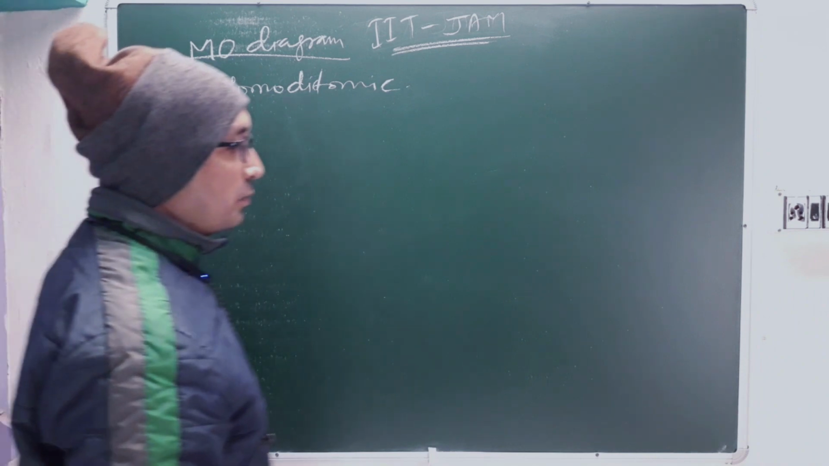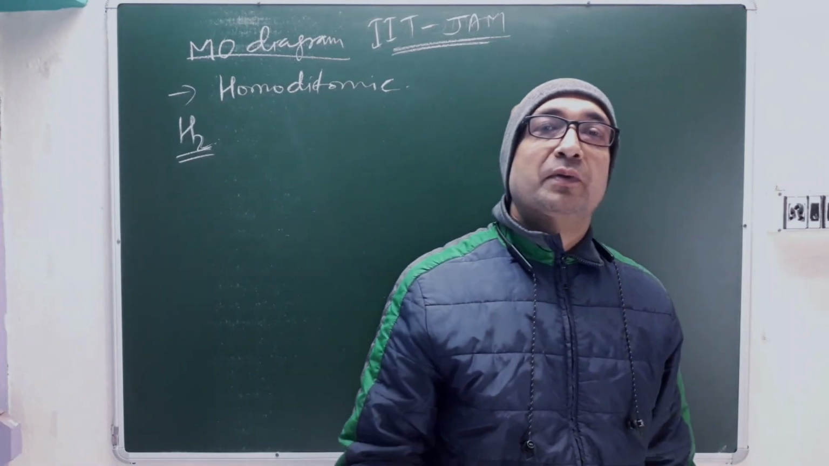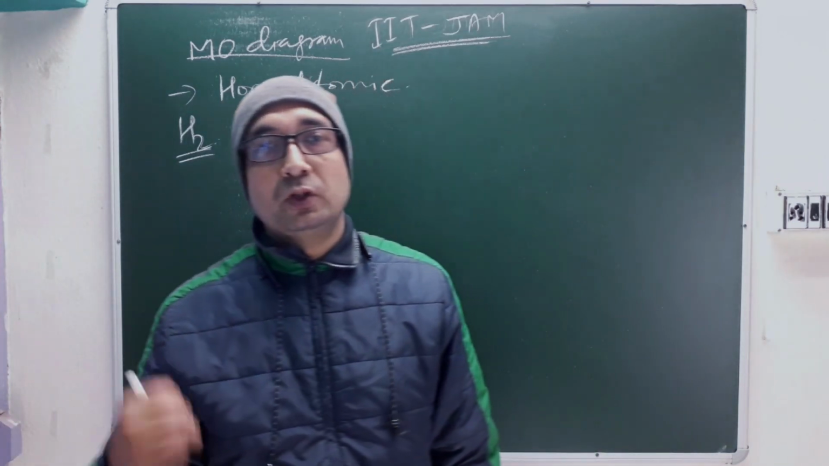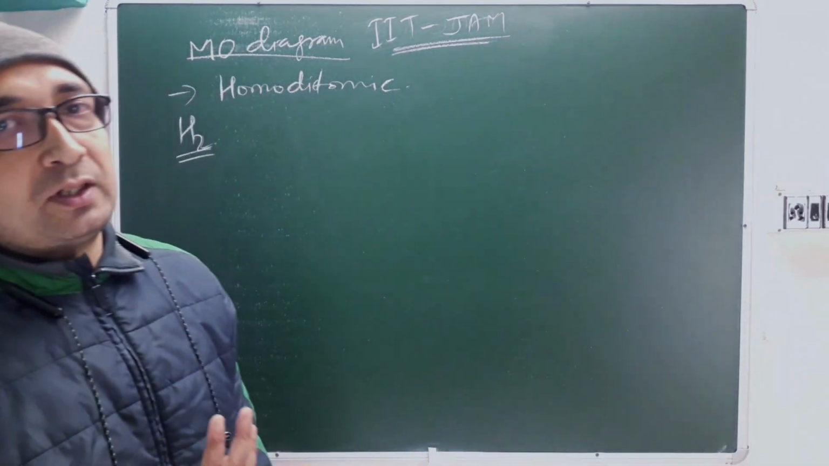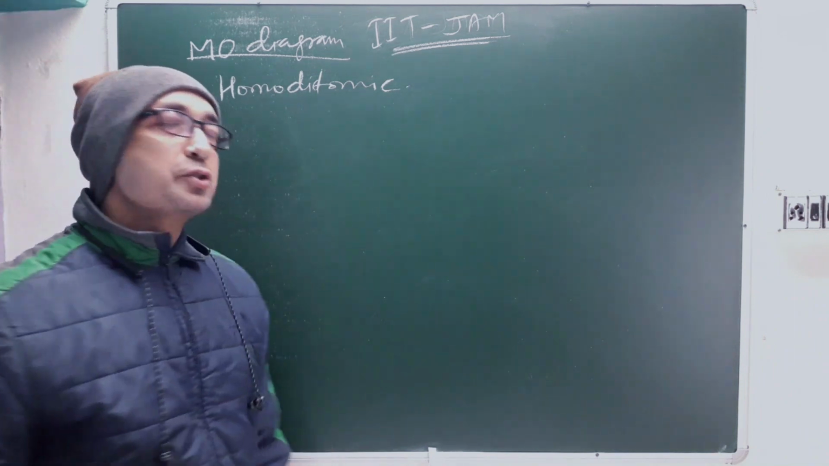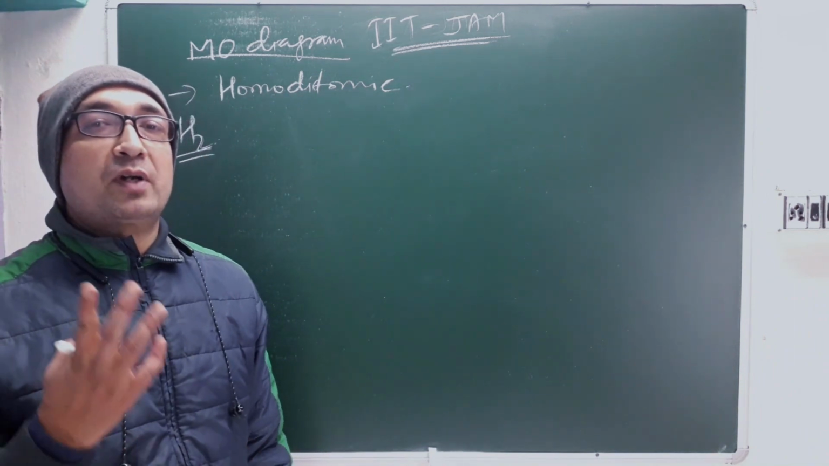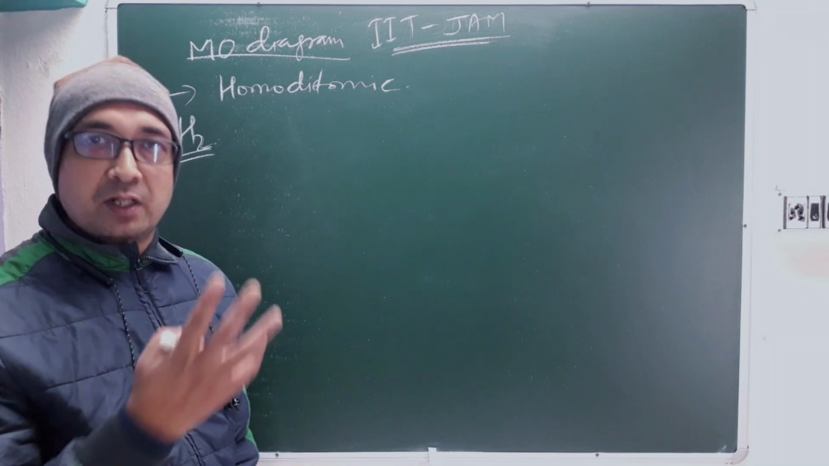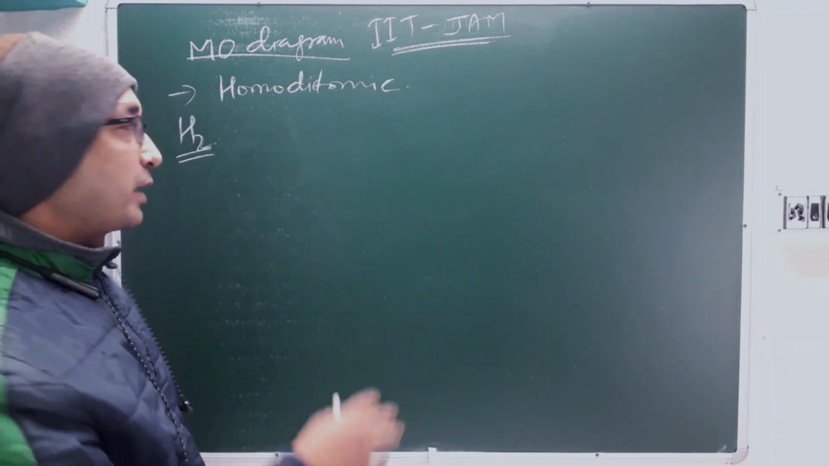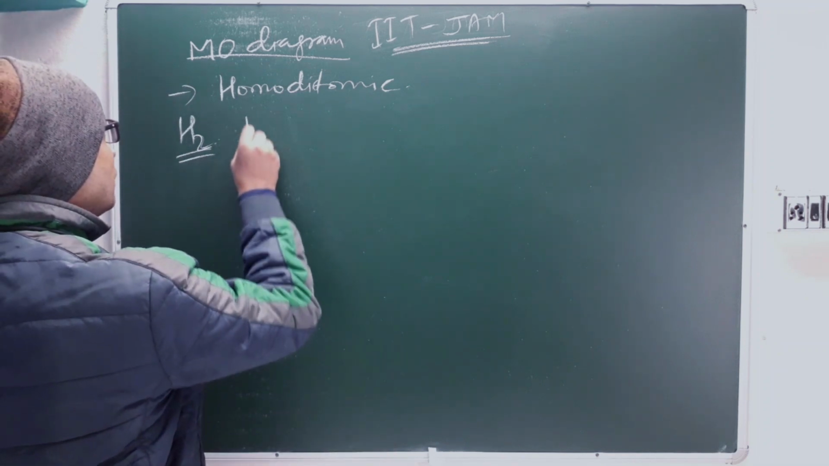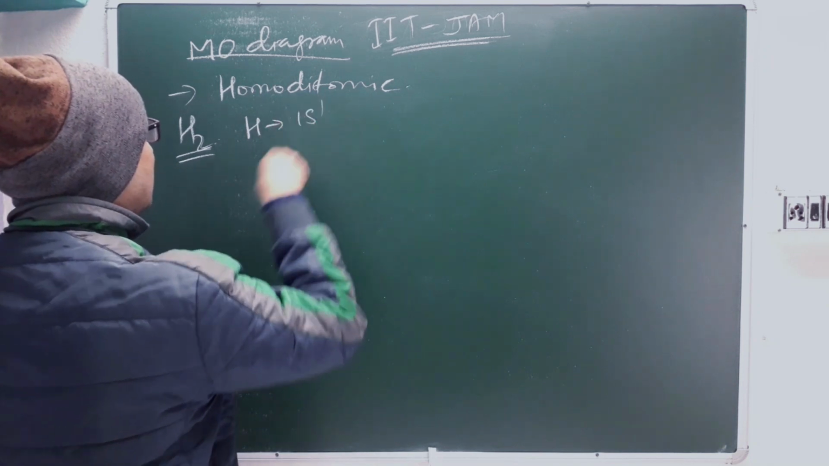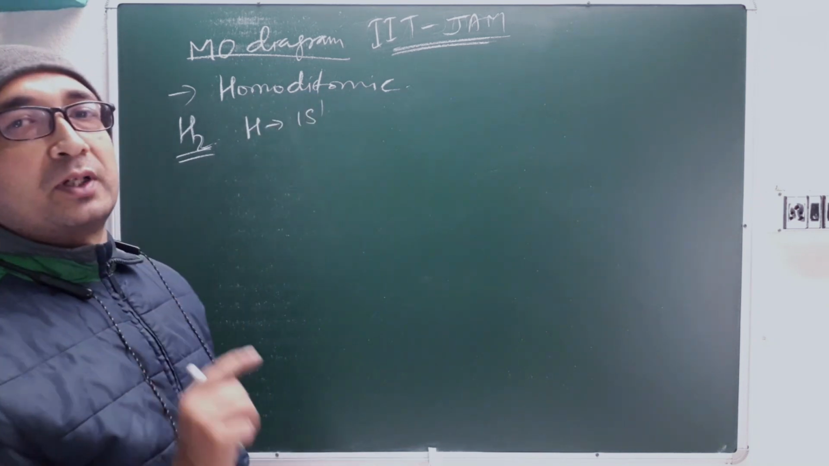So what will be the MO diagram for H2? What will be the HOMO? What will be the LUMO? Whether the H2 molecule is existing or not, what is the bond order, everything we will come to know by this MO diagram, right? For hydrogen we know the configuration is 1s1. Another hydrogen also is 1s1, right?